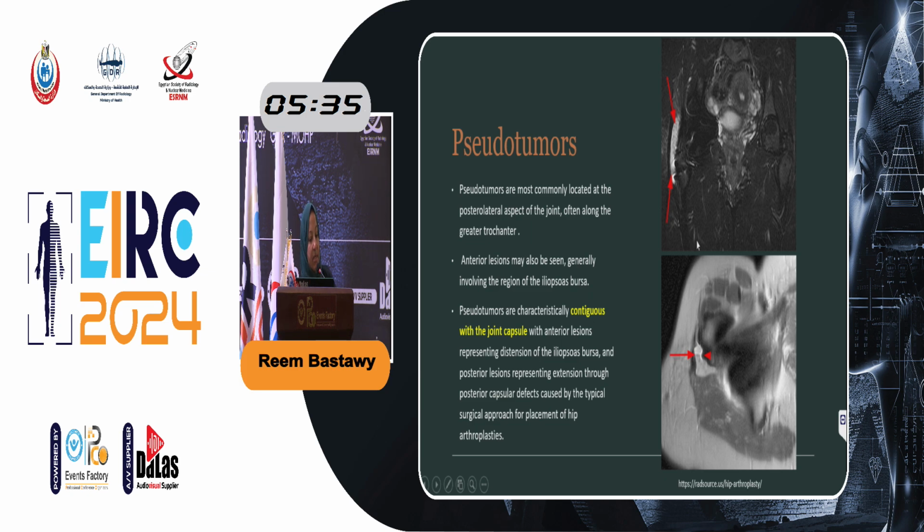Pseudotumors most commonly affect the posterolateral aspect of the joint space adjacent to the greater trochanter, or may occur anteriorly along the iliopsoas bursa. The important point is they show continuity with the joint capsule through the iliopsoas bursa or through posterior capsular defects caused by the previous surgical approach for placement of the prosthesis.